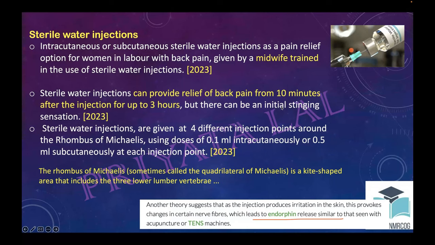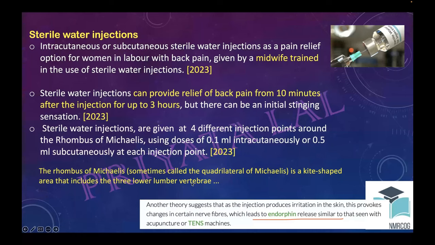Now, how it is given. There are 4 different injection points around the rhombus of Michaelis, and the doses are 0.1 ml intracutaneous and 0.5 ml subcutaneous at each injection point. The rhombus of Michaelis is a kite-shaped area that includes the 3 lower lumbar vertebrae. So you can just imagine that at the lower 3 vertebrae, there would be a kite shape.